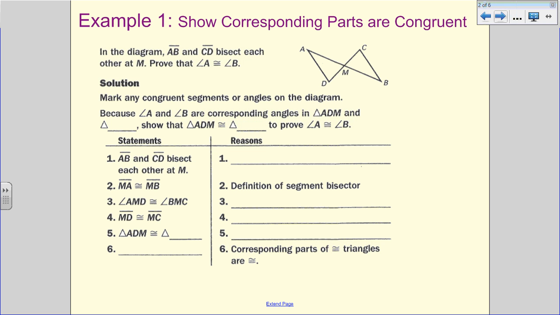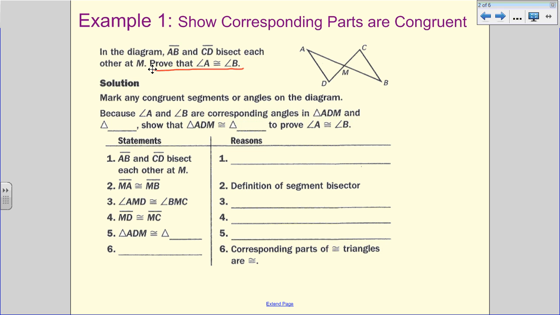We're going to start with the diagram. So in the diagram, it says that segments AB and CD bisect each other. We have to think about what that means to be bisecting. And then we want to prove that angle A is congruent to angle B. So notice we're not proving that the triangles are congruent, but if I can list one of my statements as the triangles are congruent, then all the angles, all of the sides are congruent to each other. But as always, what we're going to prove is going to end up being our last statement.